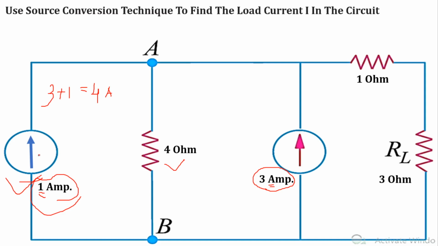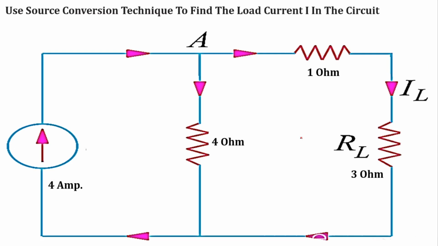So in the next step, we will replace this current source and this current source with a single current source, and that is equal to 4 ampere. So this is the 4 ampere current source, this is the 4 ohm resistance, and this is the 1 plus 3, 4 ohm resistance. Now we have to find out the current which flows in this resistance.